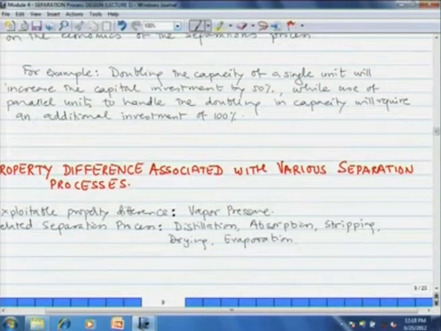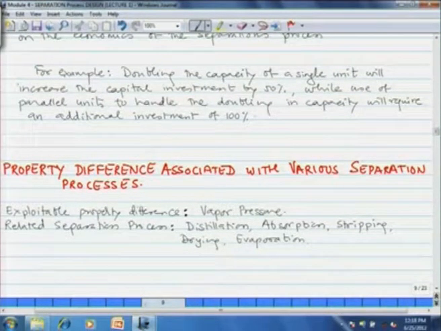Then let us see what are the property differences associated with various separation processes. As I said, we have to identify the exploitable property difference of different components that are present in the reaction mixture so as to achieve the separation. One simple separation, for example separation by sedimentation, there the difference is of density. So, density is the property that is exploited.